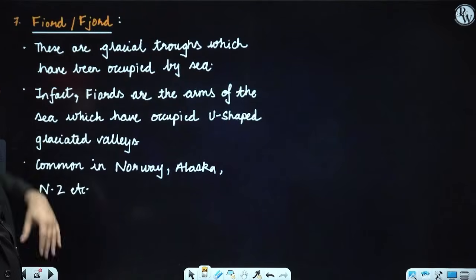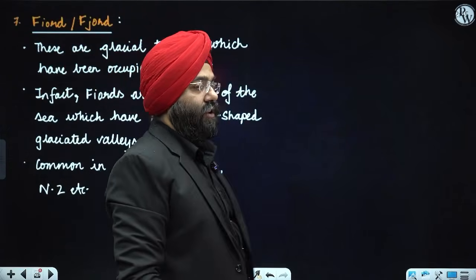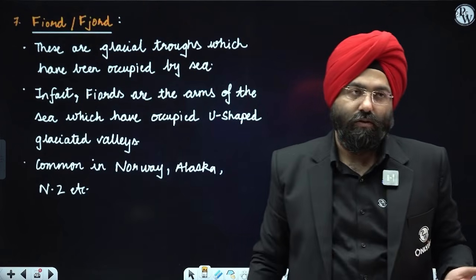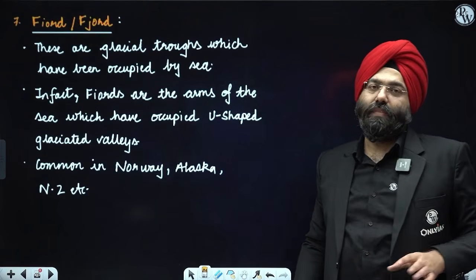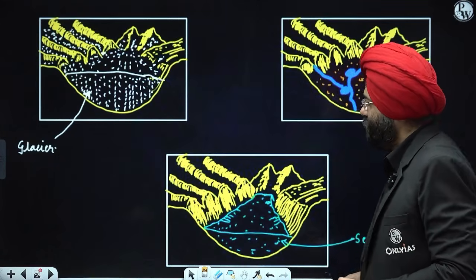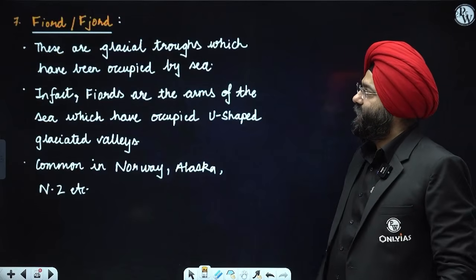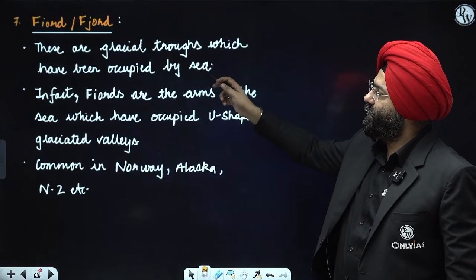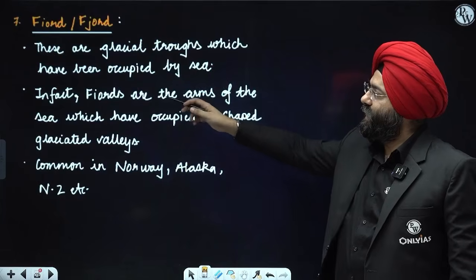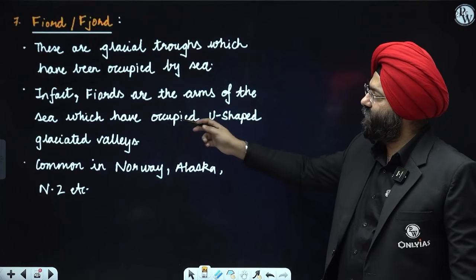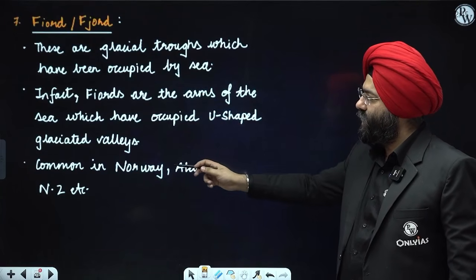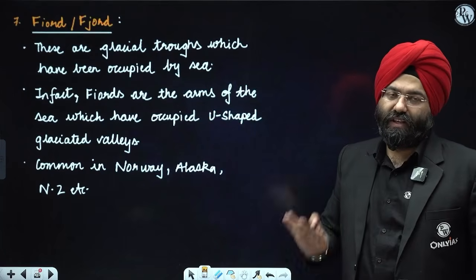Fjord, or ford, as you can say or mention. Now this question has been asked in your mains examination also. A very simple thing. Let us see this. I made the diagram also. These are glacial troughs which have been occupied by sea. In fact, fjords are the arms of the sea which have occupied the U-shaped glaciated valleys, common in Norway, Alaska, and New Zealand. Now, please understand.